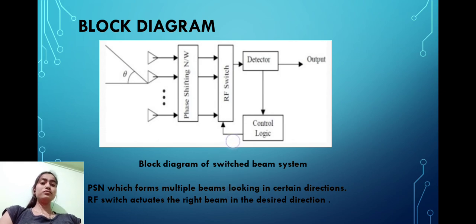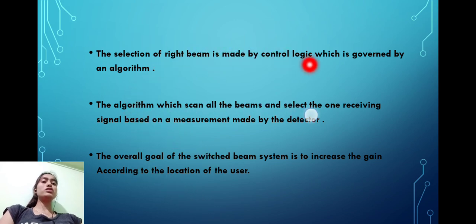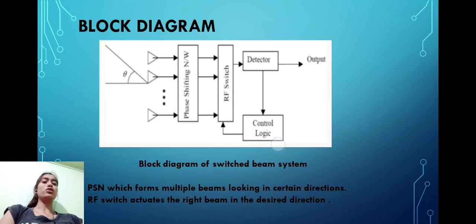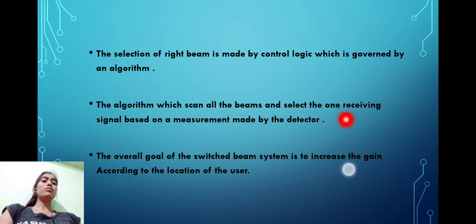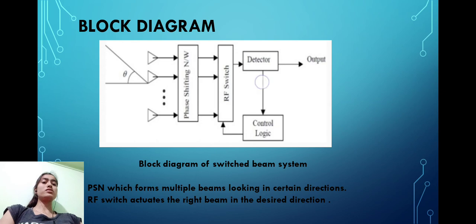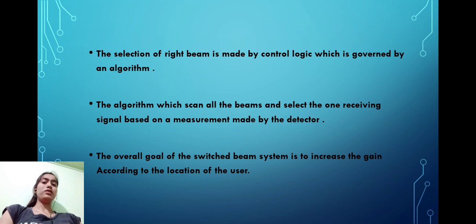The RF switch actuates the right beam in the desired direction, and the selection of the right beam is made by the control logic, which is governed by an algorithm. The algorithm scans all the beams and selects the one receiving the signal based on a measurement made by the detector. This is the detector which will make the measurement. The overall goal of the switched beam system is to increase the gain according to the location of the user.